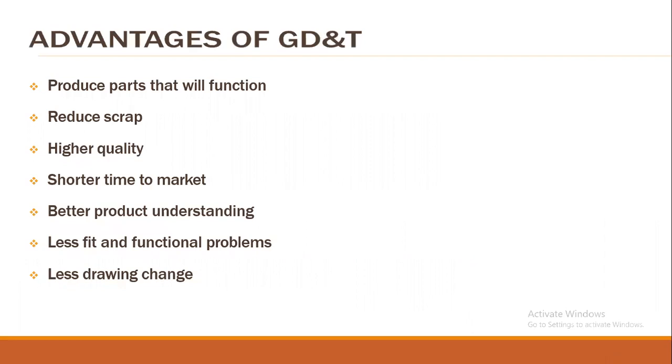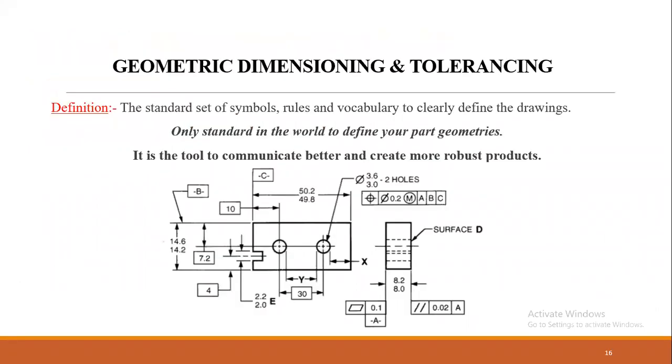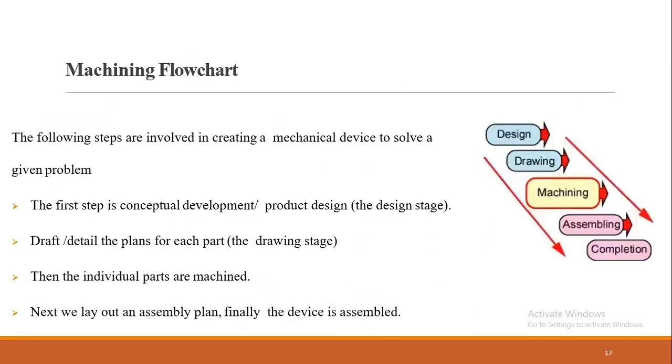These are the advantages: reduce scrap, high quality, fewer drawing changes, fewer fit and functional problems. The current standard is ASME Y14.5, and in India we use ISO. GD&T is a standard set of symbols, rules, and vocabulary to clearly define the drawings.